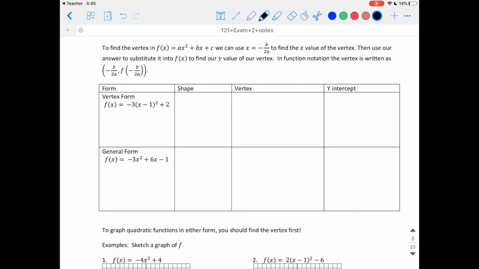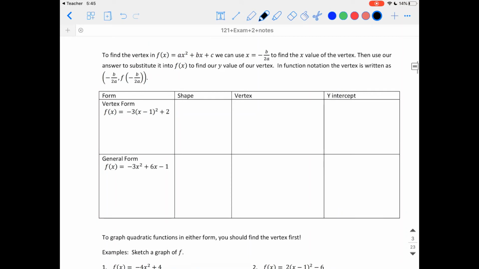I put here, to find the vertex in f of x equal to ax squared plus bx plus c, we can use x equal to negative b over 2a to find the x value of the vertex. This formula is very important whenever you're given the general form or the standard form, which is this right here. The vertex isn't readily available. You can't see it. But you need to use this formula to find the x value, and then once you find the x value, you can substitute it to find the y value to get your vertex. And we'll see that right now.